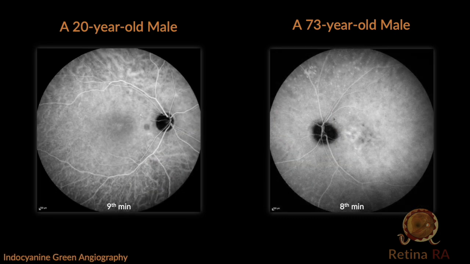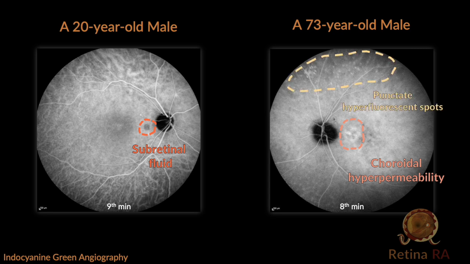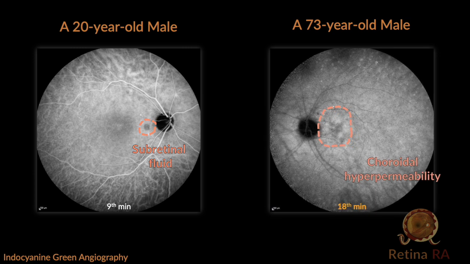Indocyanine green angiography of Case 1 is unremarkable, except round hypofluorescence area secondary to shadowing of subretinal fluid, but it provides important findings for Case 2. The mid-phase of indocyanine green angiography of Case 2 shows a significant choroidal hyperpermeability between the fovea and optic disc, and punctate hyperfluorescent spots at the upper field. These ICG features are characteristics of pachychoroid diseases, but not a definitive diagnosis yet.